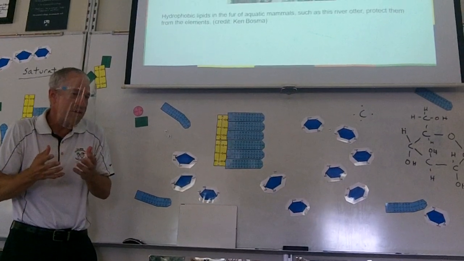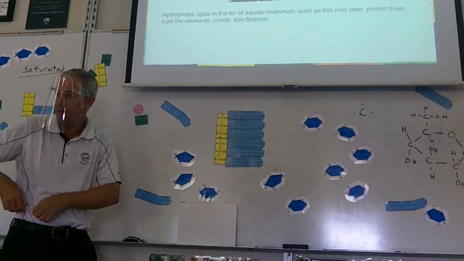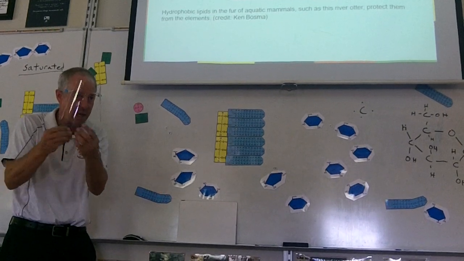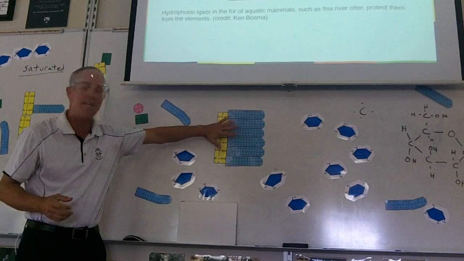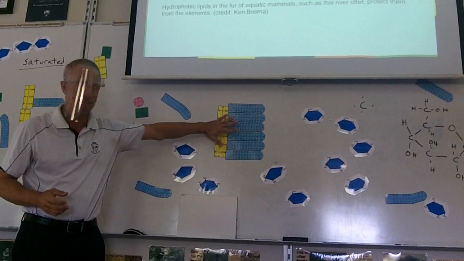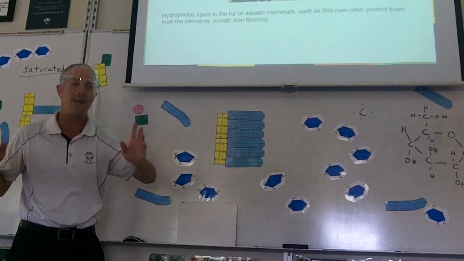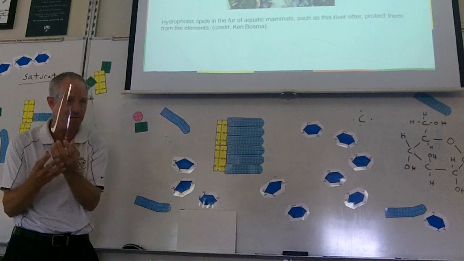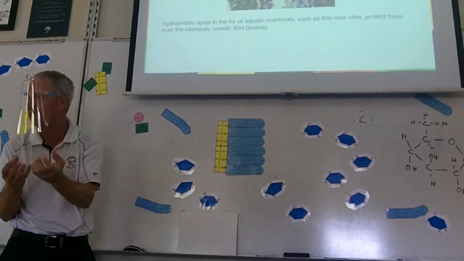Solid fat, like the fat that's under your skin, the fat you cut off a steak, that's solid, right? Those are saturated fats. Butter is an example of a saturated fat. It's pretty solid, especially when it's cold. It's real solid.